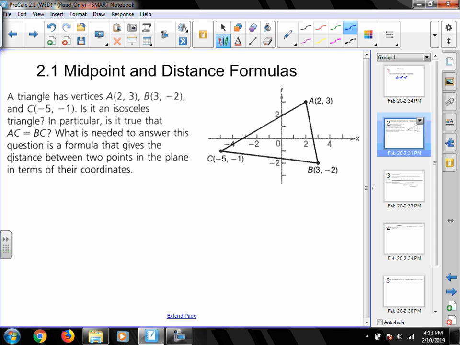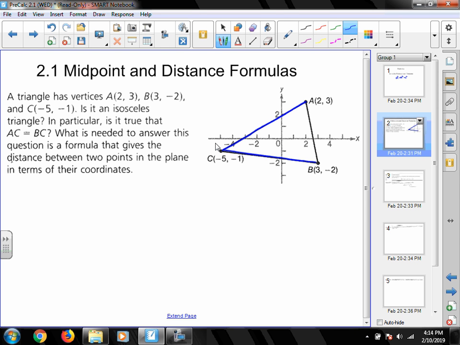Today, what we're going to do, we're going to talk about the midpoint and distance formulas. And so kind of here's the situation we got. Triangle has vertices at (2, 3), (3, -2), and (-5, -1). We want to know, is it an isosceles triangle? You guys remember back to your geometry days, isosceles triangle means that two of the sides are the same length. So, in particular, is it true that AC is equal to BC? Are these two sides right here the same length?